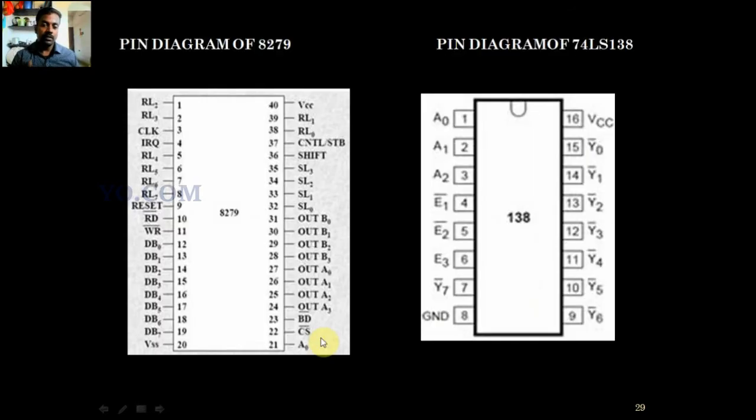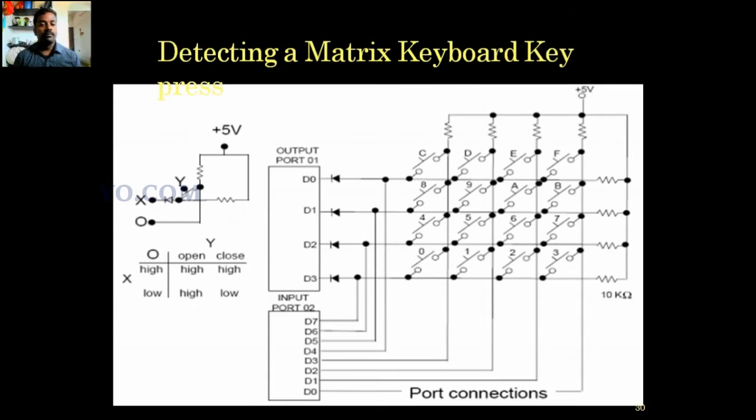Already we have studied the 8279. Here another IC is used, the 138, which acts as a decoder. Then this is the circuit diagram of the keyboard interface. In the keyboard interface, we have different keyboards connected with our interfacing ICs.